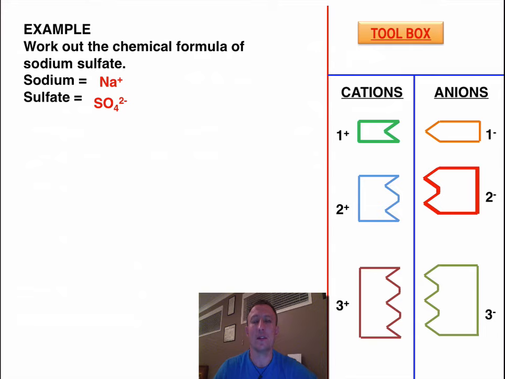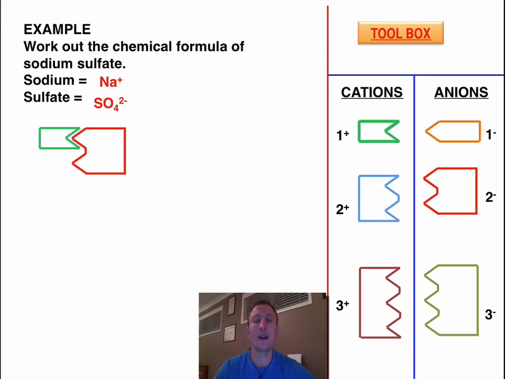So what we need to do is go over to the toolbox on the right hand side. Let's start off with the positive, and I'm going to bring across underneath the example a 1+ cation. That's going to represent my sodium. I'm also going to bring over my 2 minus sulfate ion. Now you'll see what we've tried to do. The spike fits into the hole. In order for the chemical formula to be stable, we must make sure that there are no open holes or spikes. You can see here there's a spike that's empty.